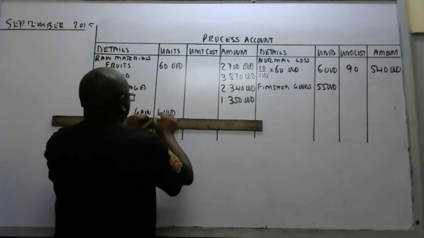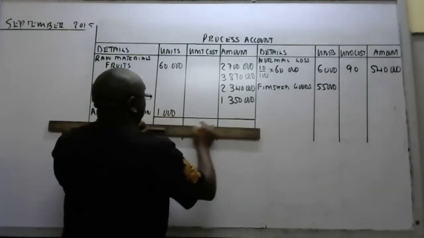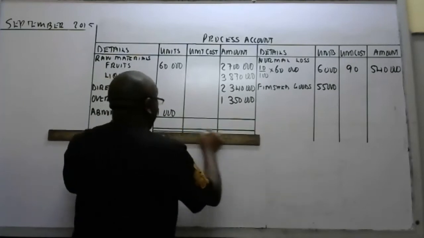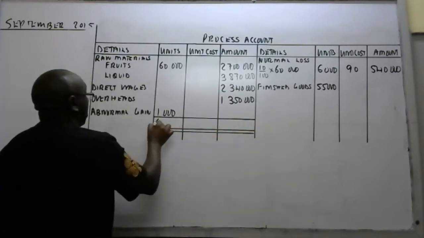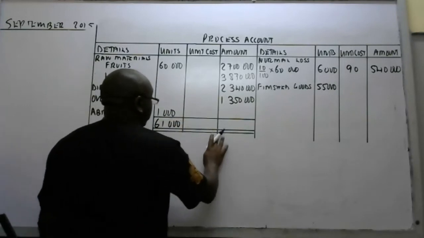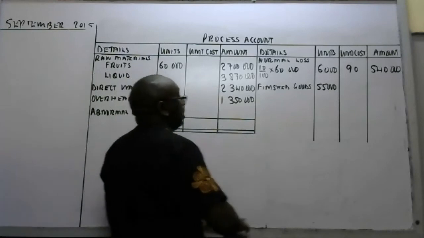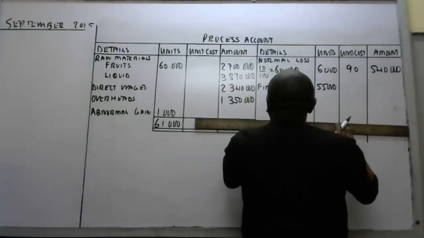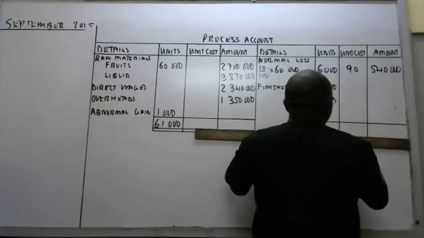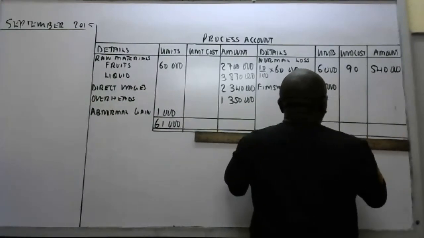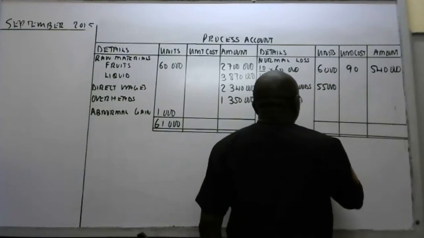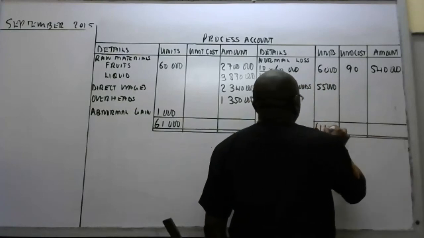Although I told you it's not a must to keep on balancing, if you want to show, there is no harm. This is 61,000. There's no need of keeping on showing. But if you feel like you need to have it shown, no bone is broken. So this is 61,000.